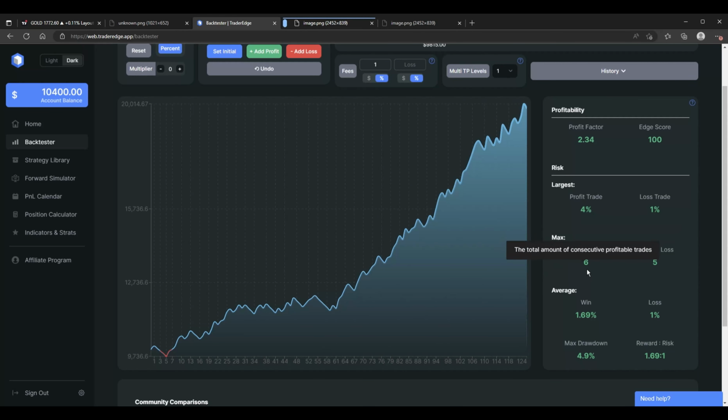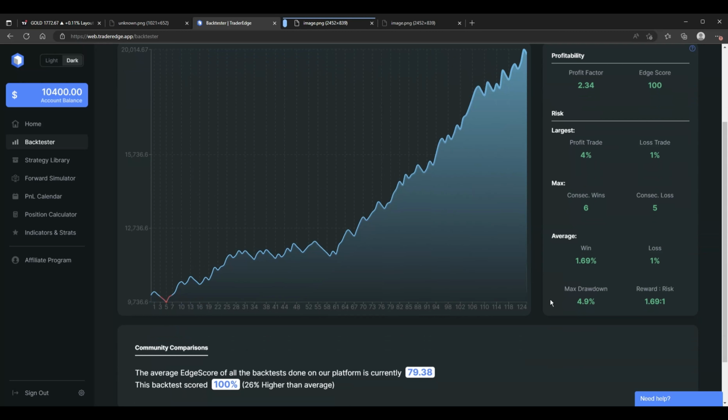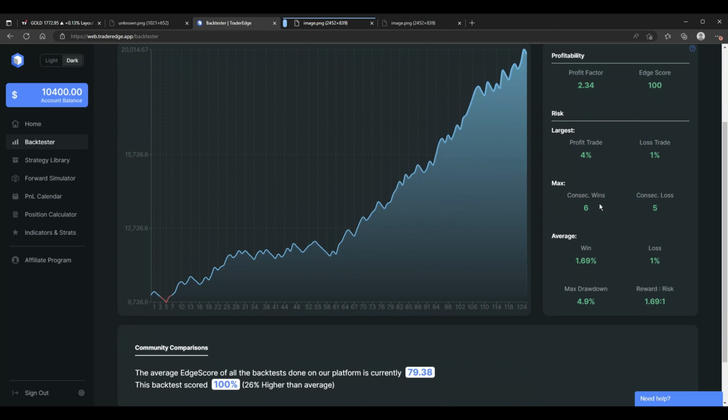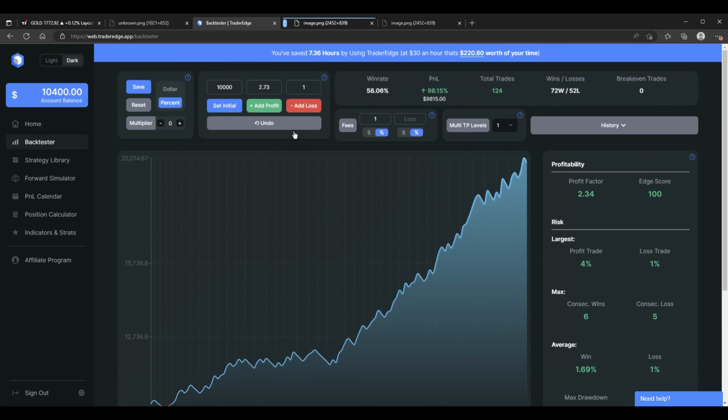Consecutive wins, 6. 5 losses in a row. Average win, 1.69%. Average loss, 1% always. So obviously $10,000 account, $100 every trade. Maximum drawdown, that was at the start here. So you just got to keep persistent with it. Do not break those rules. And yeah, works out pretty well, I think.